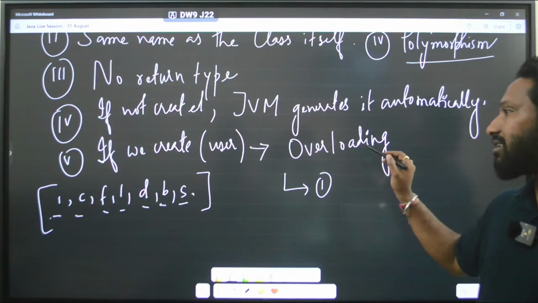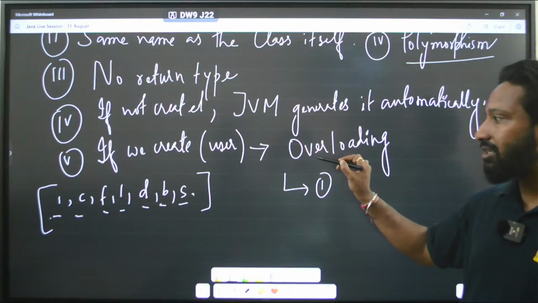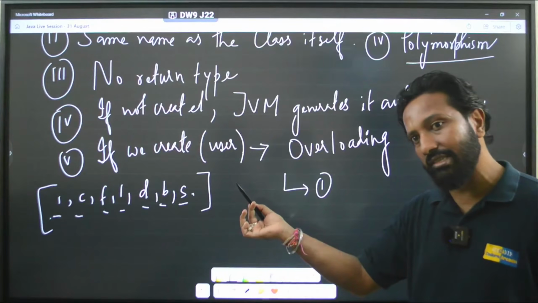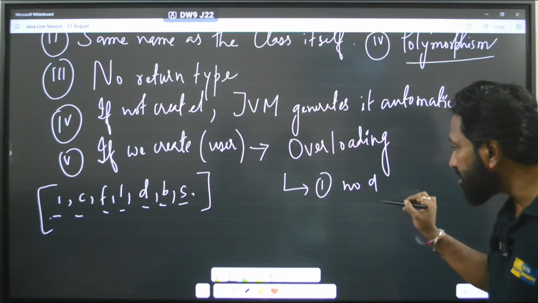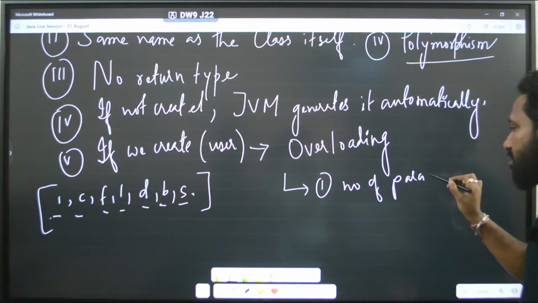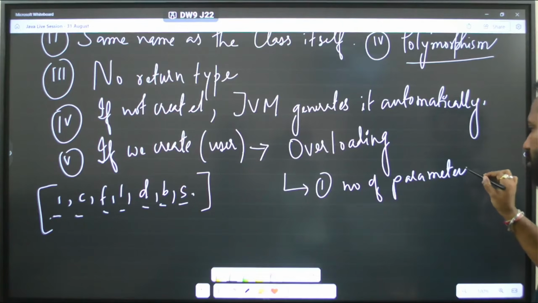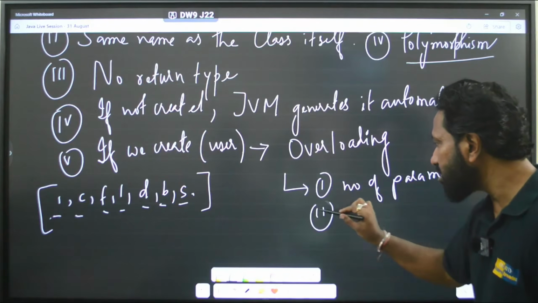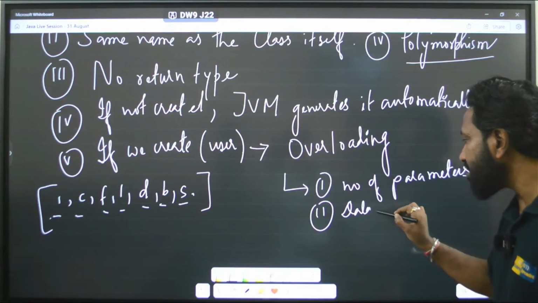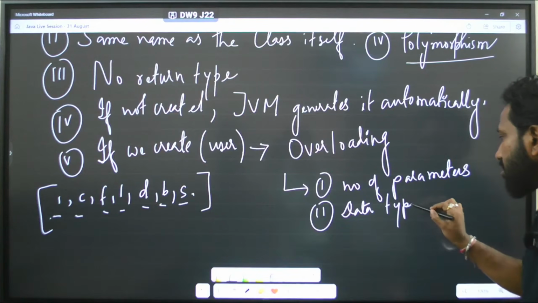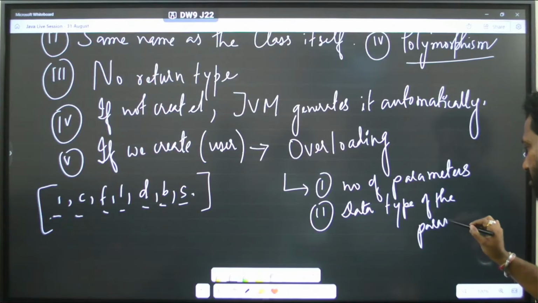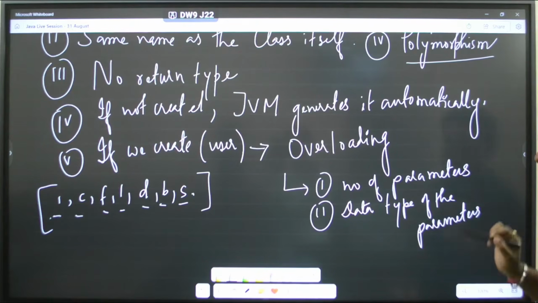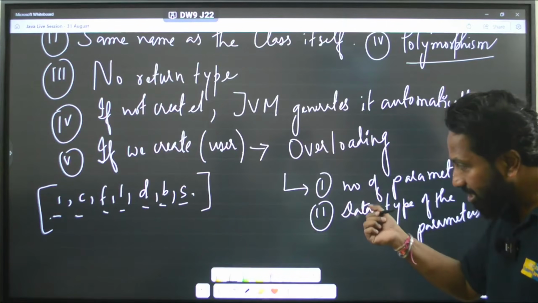If we create our own constructor, then it is called a parameterized constructor. There we have to change the number of parameters, or we will change the data type of the parameters. Got it? Now let's see how to do it.